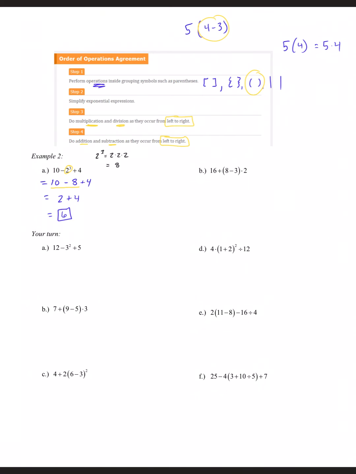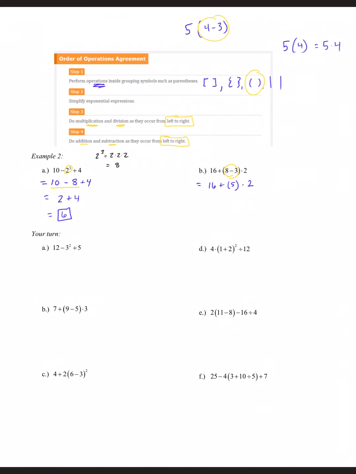Okay, let's look at example 2b. So first step, look for grouping symbols. Well, we do see parentheses and we want to look inside of them. Is there an operation in them? Yes, there is. So we want to do this first. So again, I'm going to put the equals and write right below the problem. So we have 16 plus 8 minus 3 is 5. Now, if you put the 5 in parentheses, that's okay. That's not going to change anything, but you don't need the parentheses here.